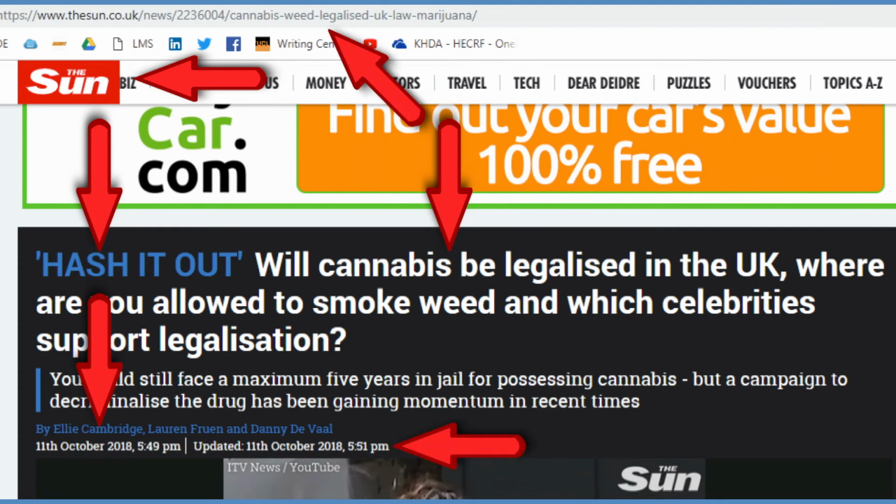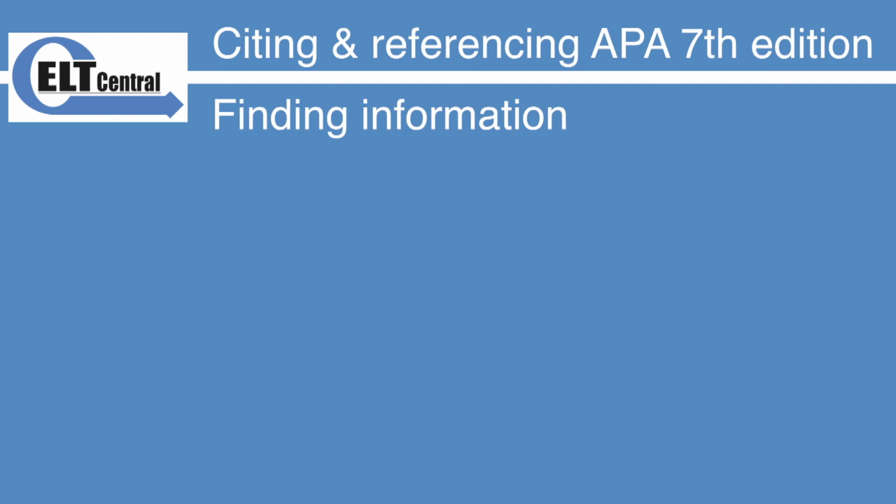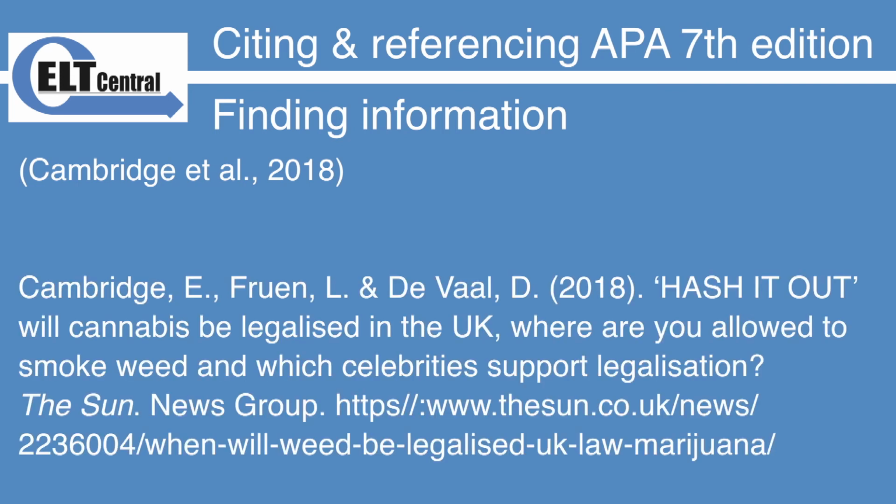Now, how would we cite and then reference that piece? Again, stop the clip if you want to and have a go at it. Pause. Right, did you get it? All right, what about the citation? We've got brackets, Cambridge et al. Remember the full stop and the comma, then the date. That's the in-text citation. And the reference here, we've got Cambridge, E. through to L., and Duval, D., 2018.